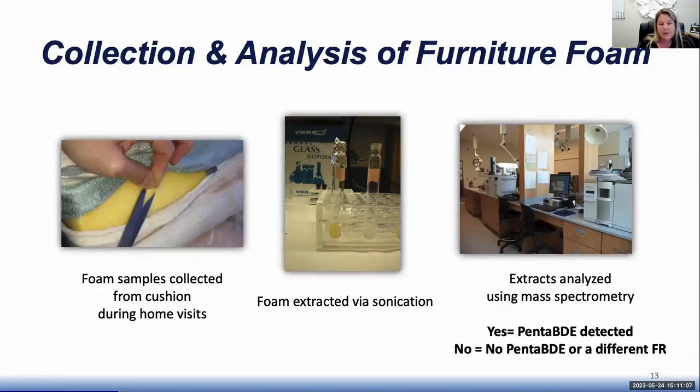So in the laboratory, we can take these foam samples and put them into a test tube with some organic solvents, and we use sonication to pull out those flame retardant chemicals from the sofa cushion into the solvent, and then use mass spectrometry to screen for common flame retardant chemicals in the products. So here we often just classified the analysis of these foam samples as either yes or no. Did we detect a flame retardant, and which one did we detect? With a threshold of 0.1% by weight for the measurement of flame retardants in these products.